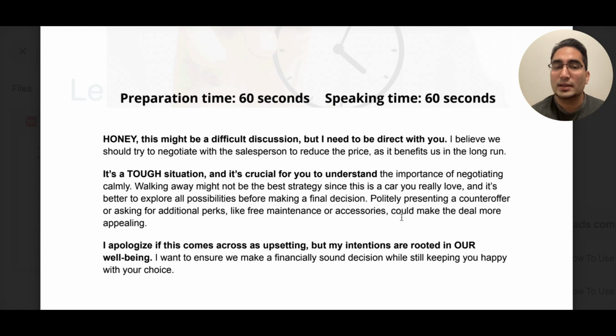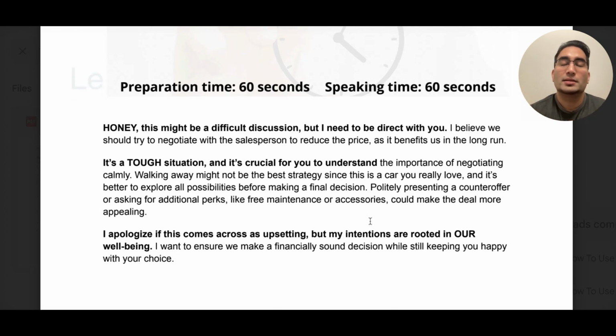Politely presenting a counteroffer. So again, this is another reason, another point that you're adding to back up your point of view. Politely presenting a counteroffer or asking for additional perks like free maintenance or accessories could make the deal more appealing. Okay, so this is almost like an alternative. Hey, maybe we can do this, and your spouse might really like that idea.